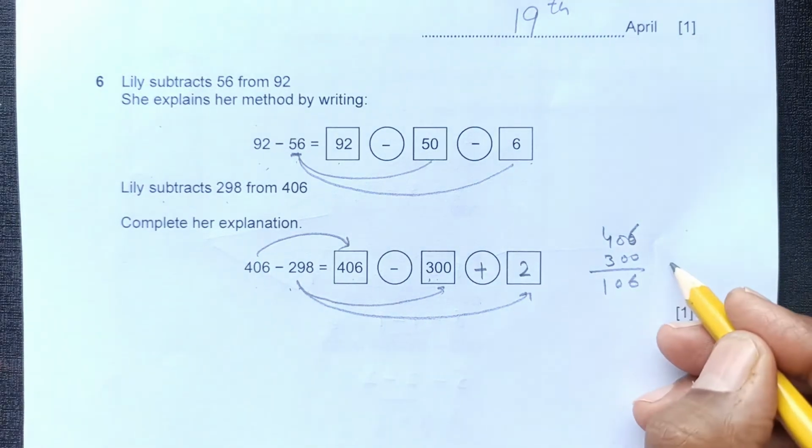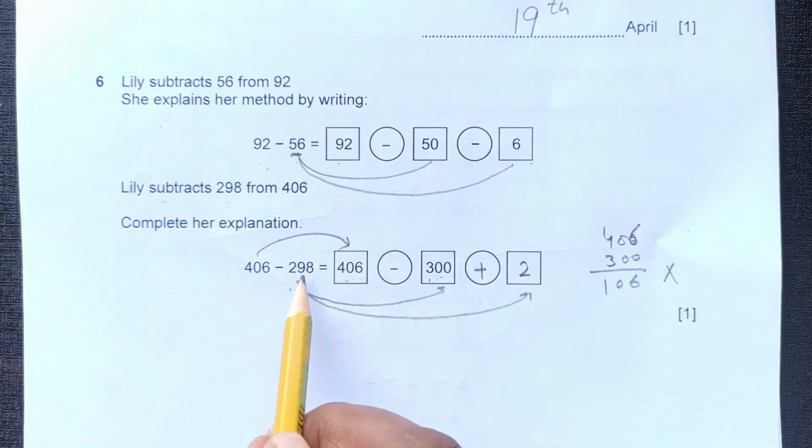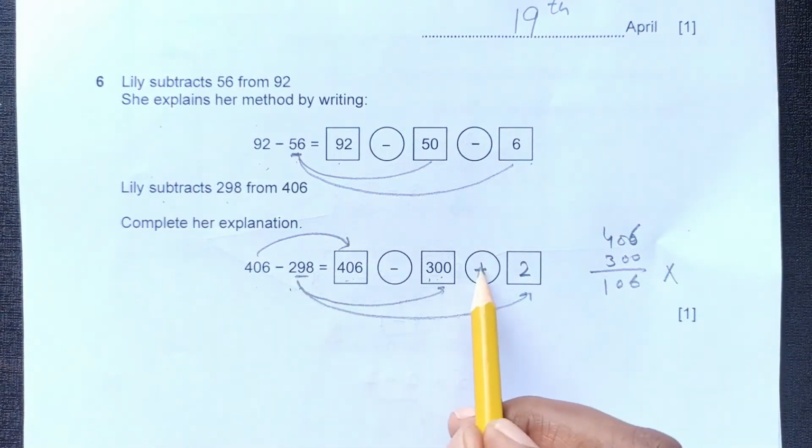Actually, you need not do this calculation. She subtracted 300, but she had to subtract 298. So that's why there is plus 2 here. Okay.